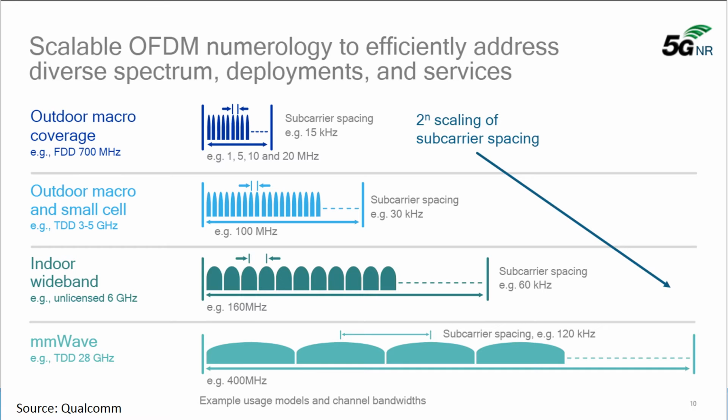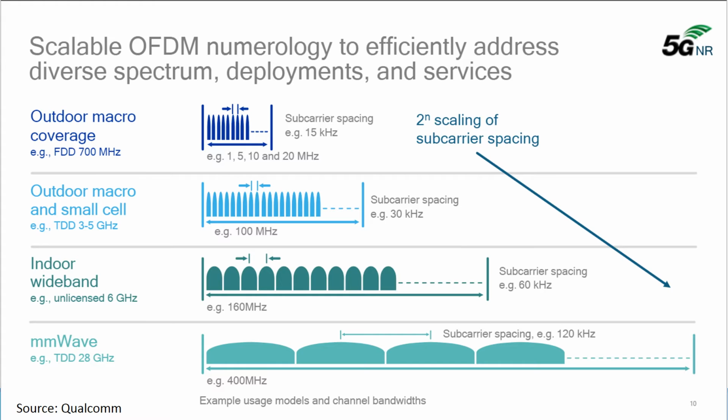So if you look at this example from Qualcomm, you can see the first picture shows outdoor macro coverage, right? So this is a typical large cell as you would have in case of LTE. So this example is for FDD at 700 megahertz. So here the subcarrier spacing is 15 kilohertz, right? And you can have variable channel bandwidths.